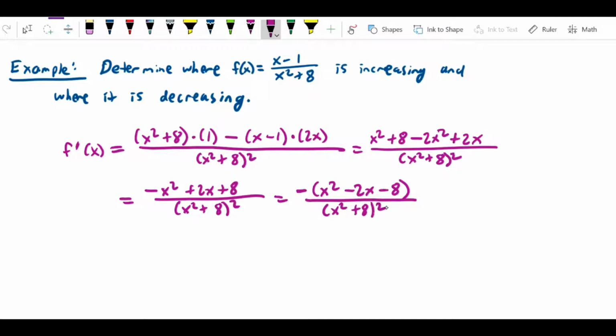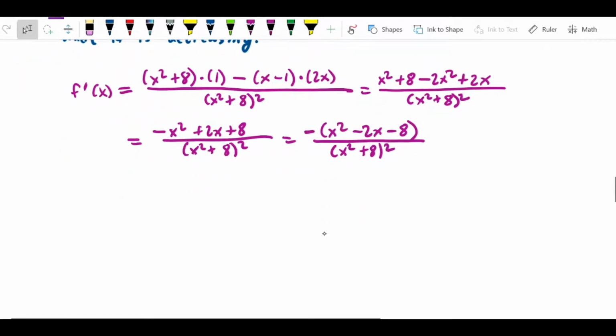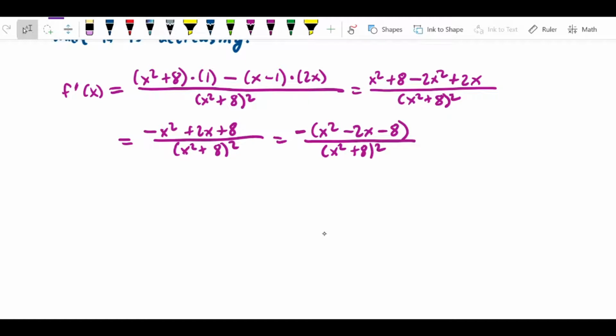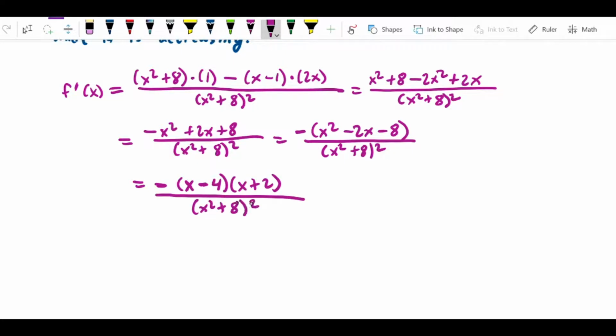Okay, so the question is, when is this expression going to be positive and when is it going to be negative? The way we do this is we make a sign chart. I know that you all learned how to do this in pre-calc or algebra, so I'll just review how to do that. What you want to do is factor everything here. So this is going to be equal to negative x minus 4 times x plus 2 over x squared plus 8 squared.